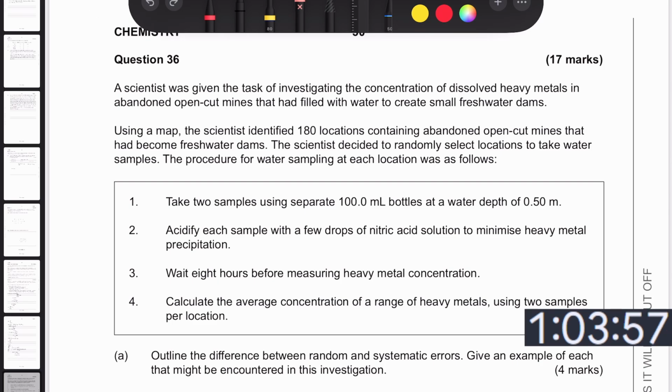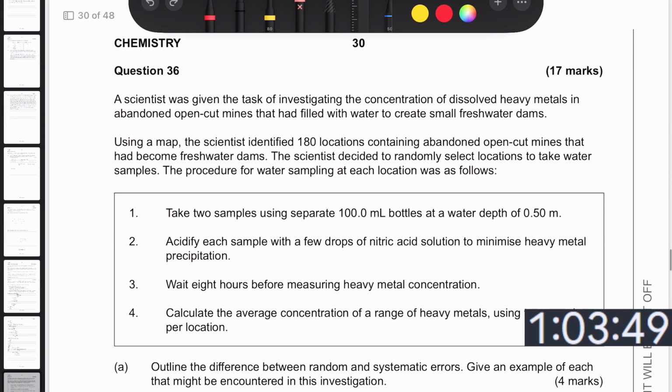Let's continue. A scientist was given the task of investigating the concentration of dissolved heavy metals in abandoned open cut mines that had filled with water to create freshwater dams. Using a map of 180 locations combining abandoned open cut mines and freshwater dams, the scientist decided to randomly select locations to take water samples. Sampling was as follows: at a depth of 0.5, acidify each sample with a few drops of nitric acid to minimize heavy metal precipitation, for measuring heavy metal concentration, and then calculate the average concentration. Explain the difference between random and systematic error.